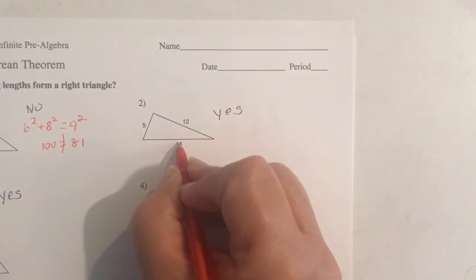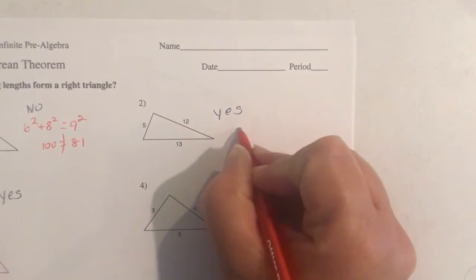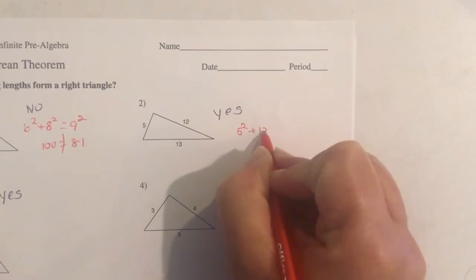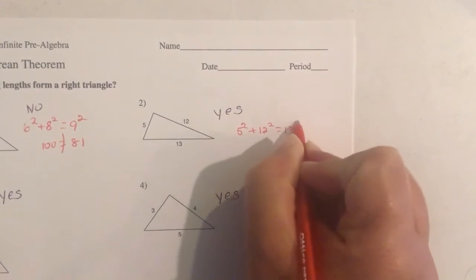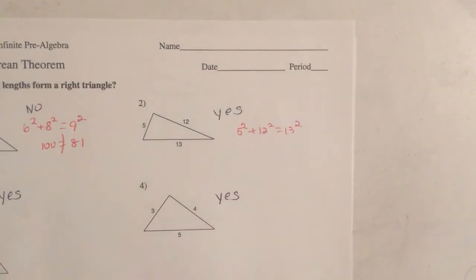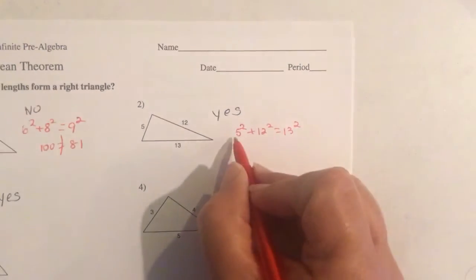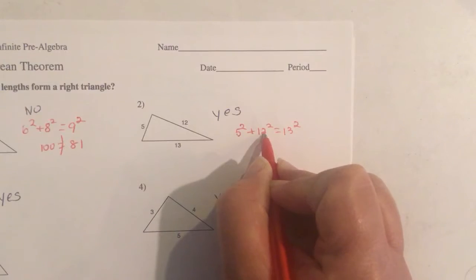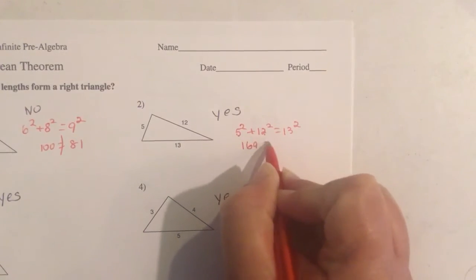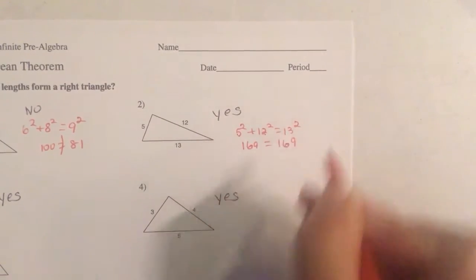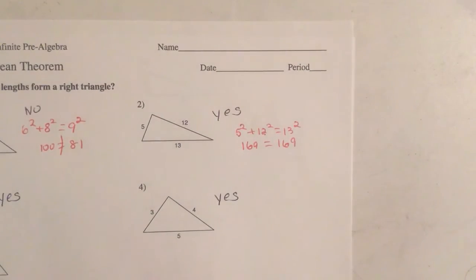For number 2, the longest side is 13. So 5 squared plus 12 squared must equal 13 squared. 25 plus 144 equals 169, which is indeed the same thing as 13 times 13.